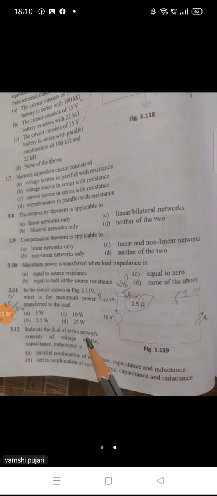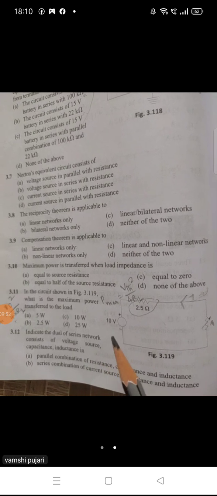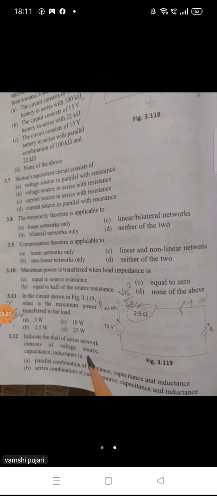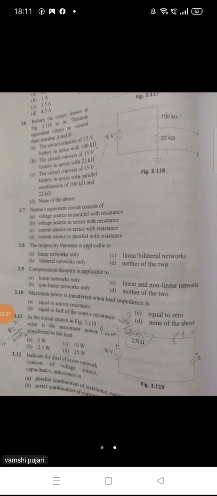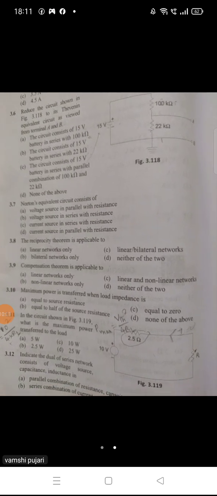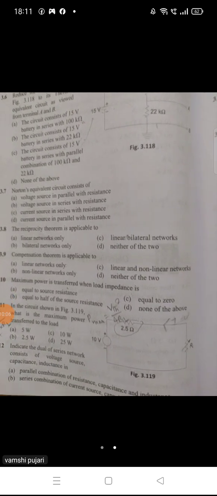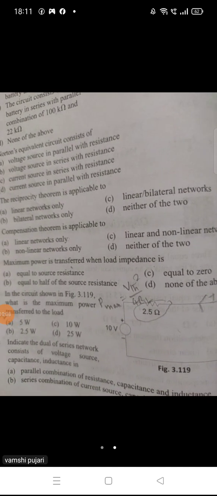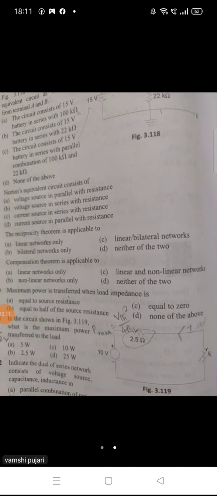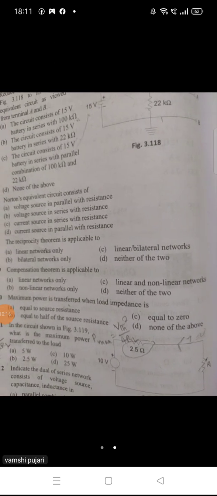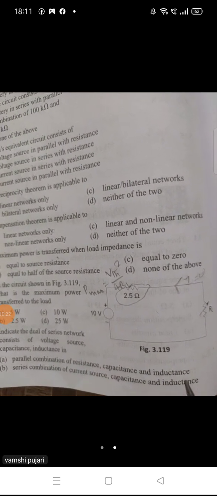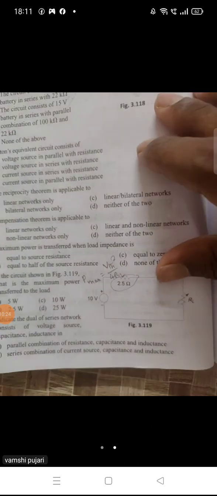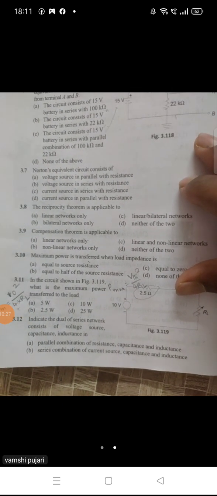Indicate the dual of series network consisting of voltage source, capacitance, inductance. In case of the dual theorem, if the circuit has a voltage source, that should be replaced by a current source. If the circuit is a series circuit, that should be replaced by a parallel circuit. If it has a series resistance, that will be replaced by parallel conductance. Series inductance and series capacitance are also replaced by parallel elements. Now see here, first option, parallel combination of resistance, capacitance and inductance. Here they didn't give any information about voltage, right? That means the first option is not correct.